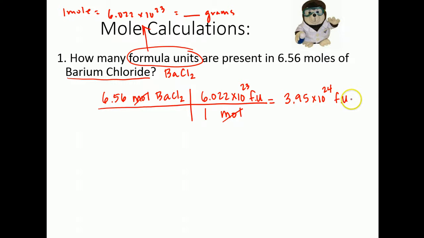Formula units is a good label, but in chemistry it's always helpful to label the substance as well, so formula units of barium chloride.